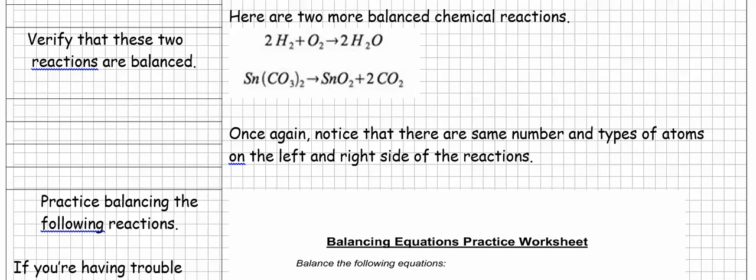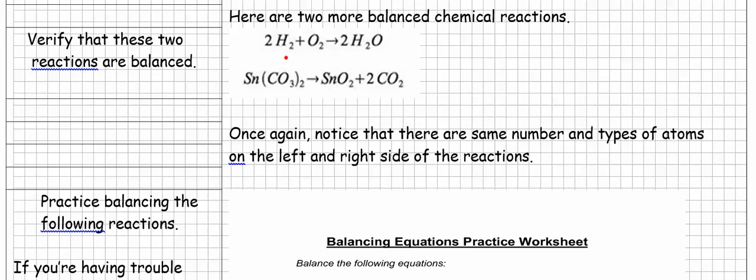Here are 2 more balanced reactions. Let's start by asking this question before we verify that they're balanced. What kind of reaction is this first one? We've got 2H2 plus O2 yields 2H2O. We've talked about types of chemical reactions. What type is this? It's a synthesis reaction, right? We're putting 2 things together to form one. This is a synthesis reaction. Let's verify that it's balanced.